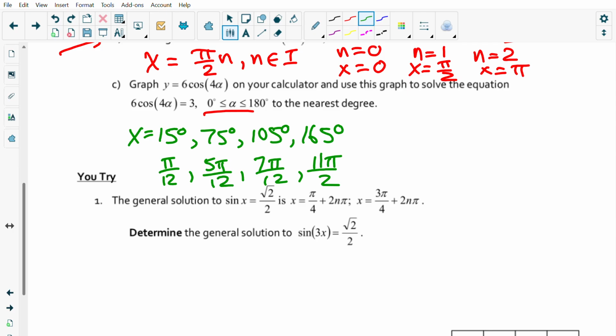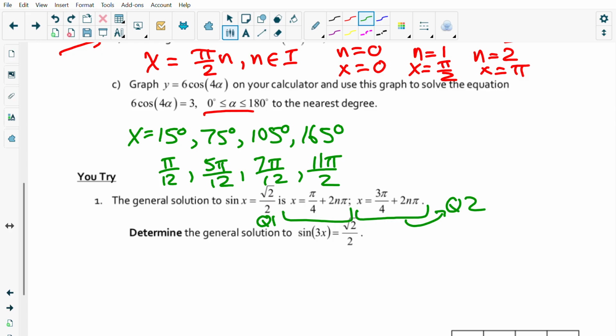Okay. All right, you try. So pause it here, give it a try, and then let's take a look. The general solution to sine of x equals square root of 2 over 2 is x equals pi over 4 plus 2 pi n, x equals 3 pi over 4 plus 2 pi n. And that makes sense because those are the two solutions. This one is in quadrant 1. This one is in quadrant 2, where sine ratio is positive.